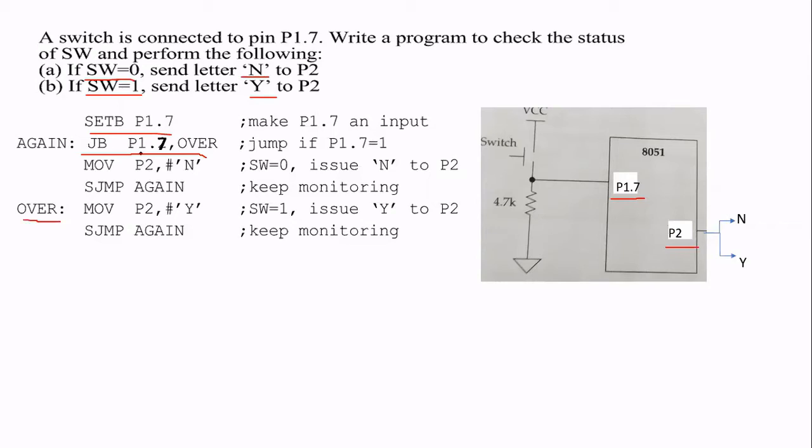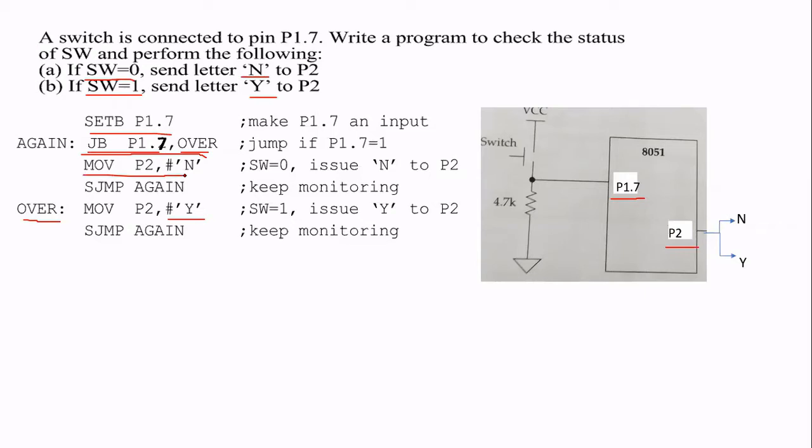So what is it that I need to do? If the bit is 1, that is, the switch is 1, I need to move Y to P2. So this is MOV P2, #'Y', where we have enclosed Y in single quotes. That is, the ASCII value of Y will be moved to P2. If not, that is, if P1.7, the switch, is 0, then it will not jump to over. It comes to the next instruction, which is MOV P2, #'N'.